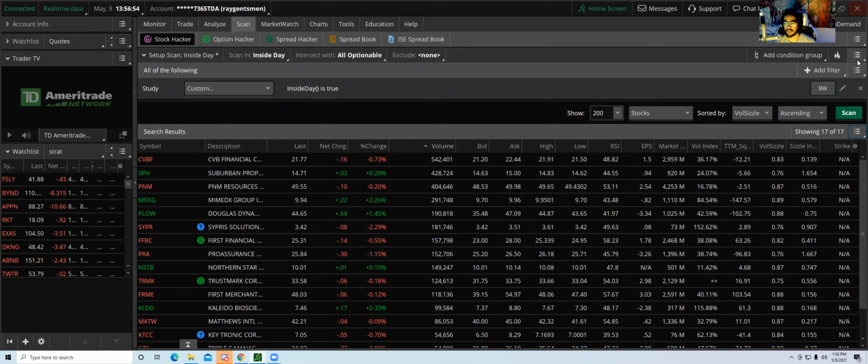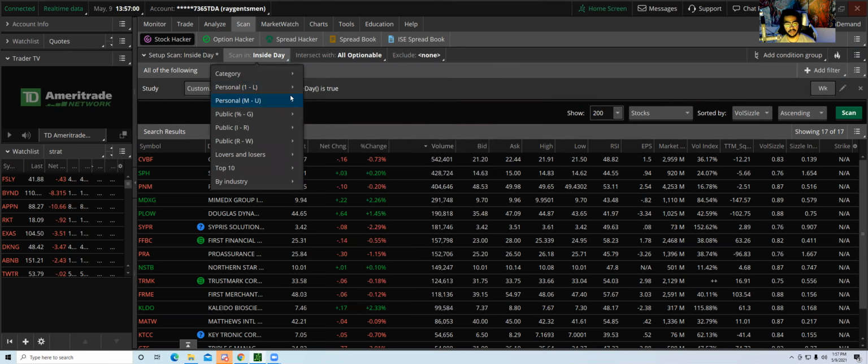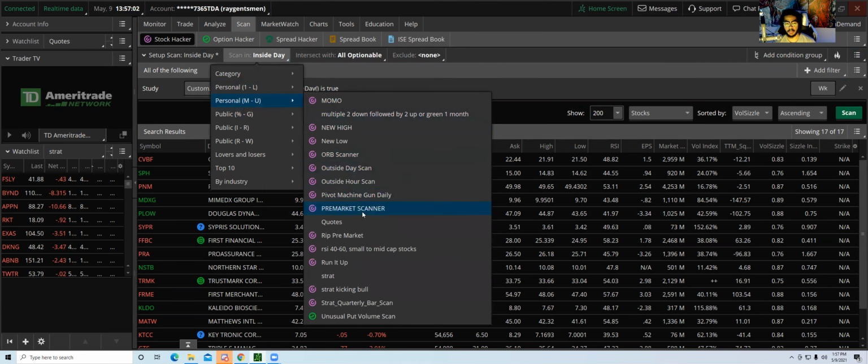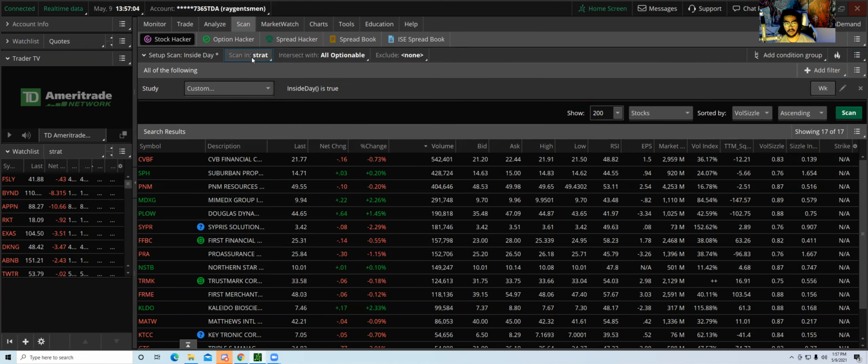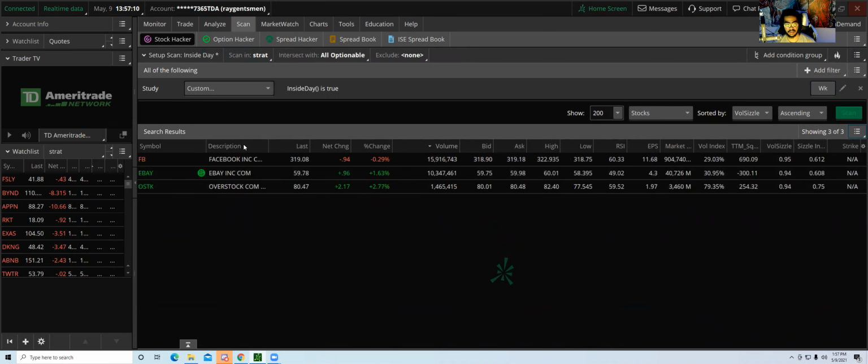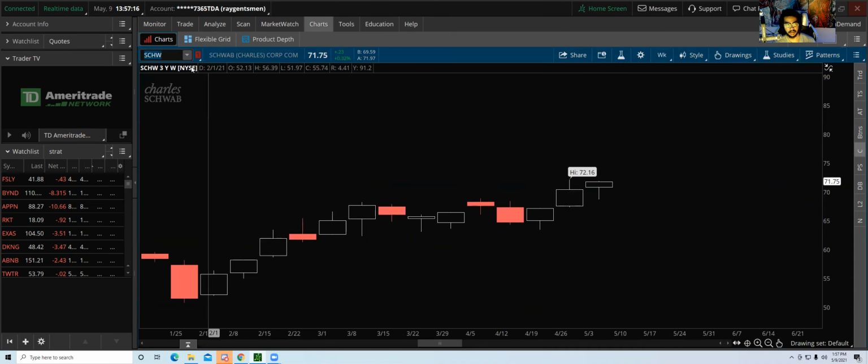So the next thing I could do is go back and scan my personal watch list. I put in strat, that's what I just call it. Then I'll change this one, leave it as a week, and just scan for inside weeks. So Facebook, eBay, and OSTK had an inside week. So then I'll go look at the chart.